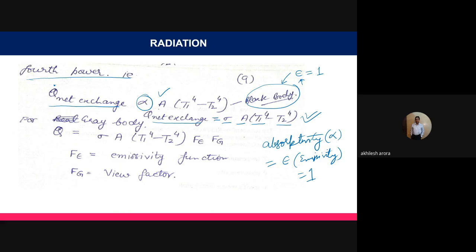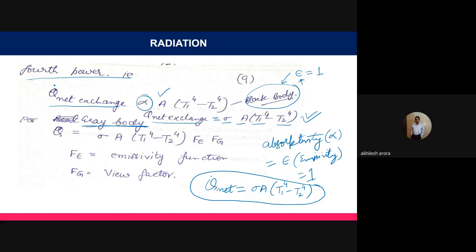Now all other bodies may not be black bodies, they may be gray bodies also. So in case of a gray body, how are we going to modify this particular equation which is given here, Q net equals sigma A into T1 raised to power 4 minus T2 raised to power 4. This is the equation which is valid only for the case of black bodies. Then what do we do in case of gray body? Gray body is a body for which the emission value, epsilon value, is not equal to 1 actually. Here we introduce a factor F epsilon. You can also write it as epsilon only or F epsilon. It is one and the same thing, and it is known as emissivity function.